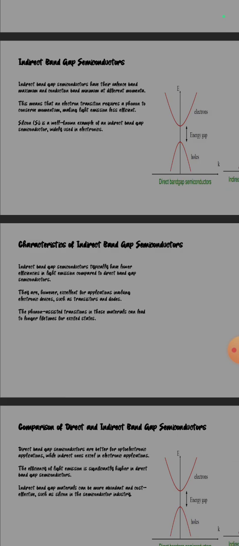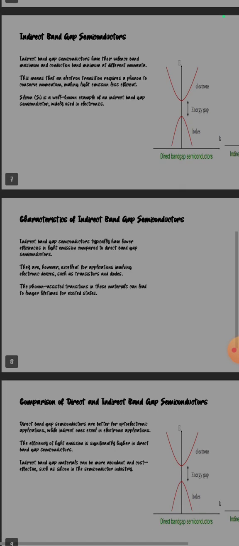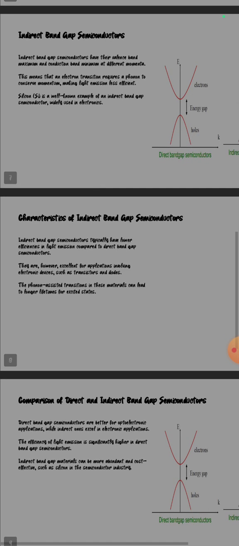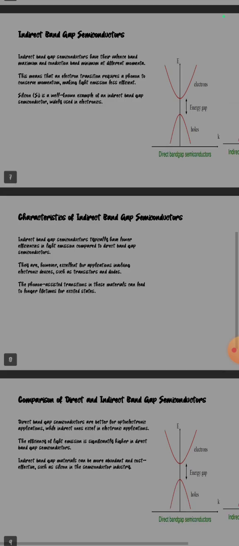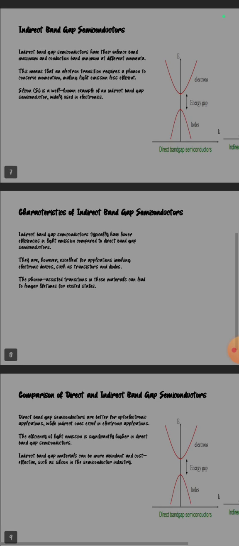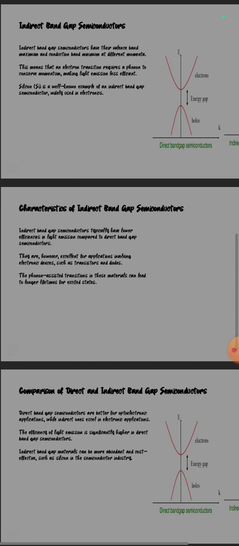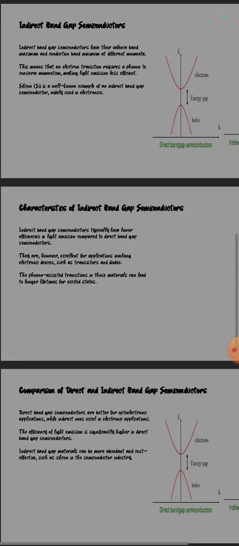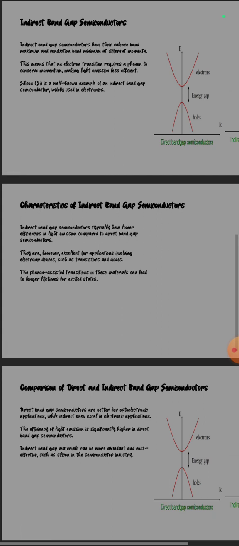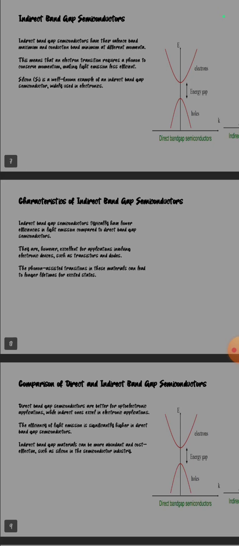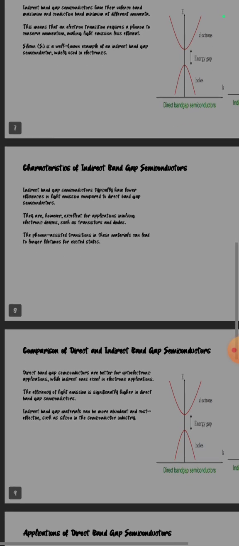Characteristics of indirect bandgap semiconductor. Indirect bandgap semiconductors typically have lower efficiency in light emission compared to direct bandgap semiconductors. They are, however, excellent for applications involving electronic devices such as transistors and diodes. The phonon assisted transition in these materials can lead to longer lifetimes for excited states.